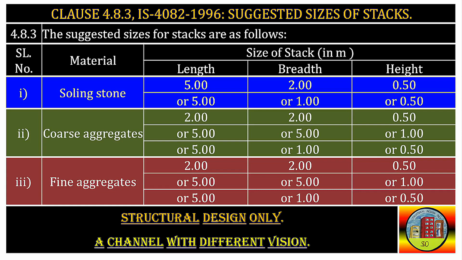Length 2 meter, breadth 2 meter, height 0.5 meter, or length 5 meter, breadth 5 meter, height 1 meter, or length 5 meter, breadth 1 meter and height 0.5 meter.